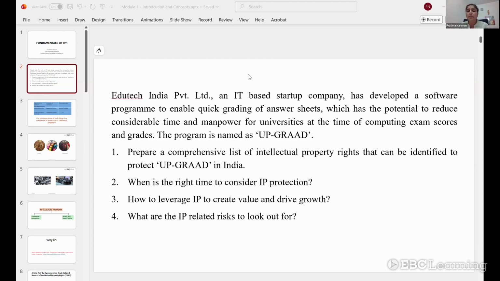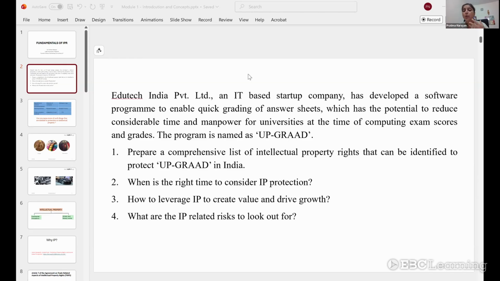What about copyright? Suppose they want to go for a copyright protection of the algorithm, of the code, of the source code. When should they consider? What is the right time for them to consider? All of you, please participate. Okay, we will just keep this going. Okay, we'll keep these questions in mind as we progress with the discussion.